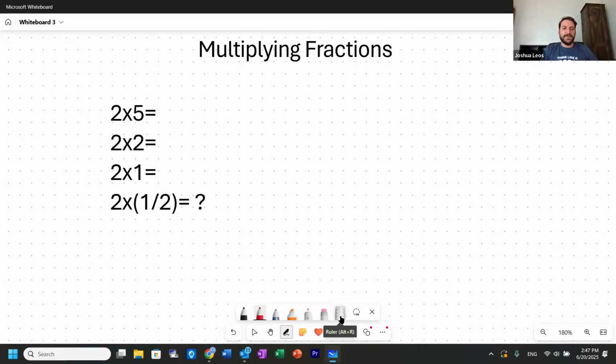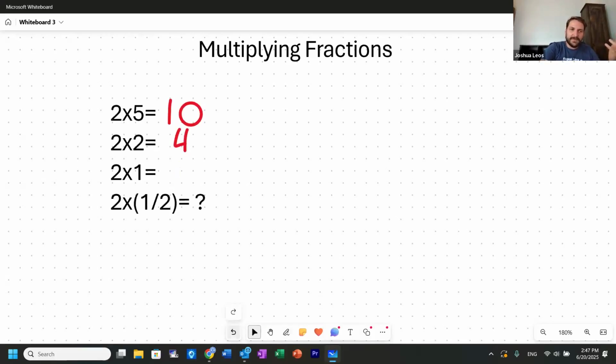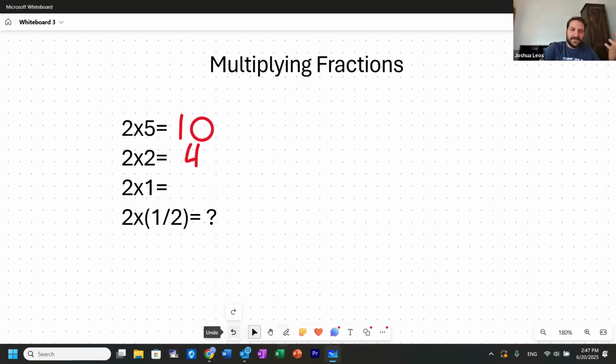So we all start with 2 times 5. 2 times 5 is pretty simple. They'll all know that one really quick. 2 times 5 is 10. Then we go to 2 times 2, 4. 2 times 1 is, not 1 because math. It is 2.